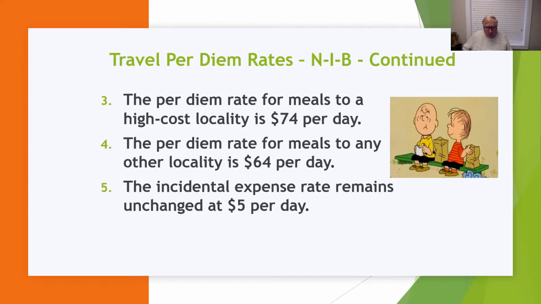Now, the question is, what is a high-cost locality? That is generally considered to be within 50 miles of the principal city. For example, 50 miles surrounding Cleveland, 50 miles surrounding New York City, and so forth.